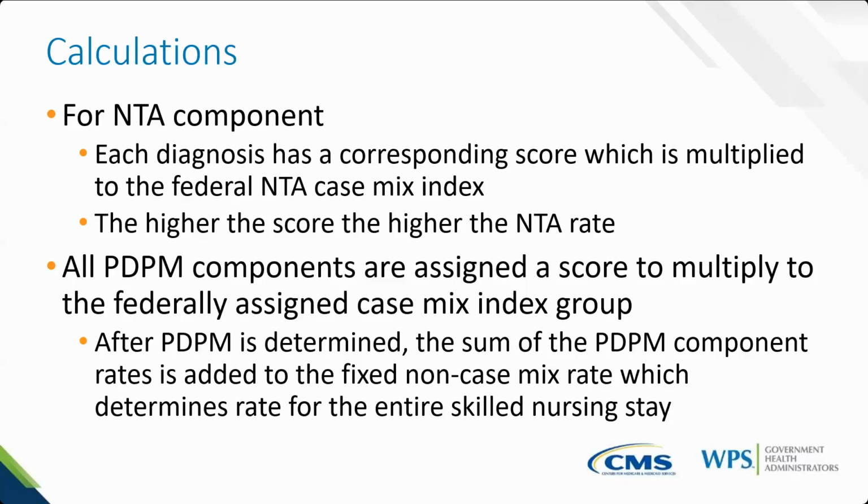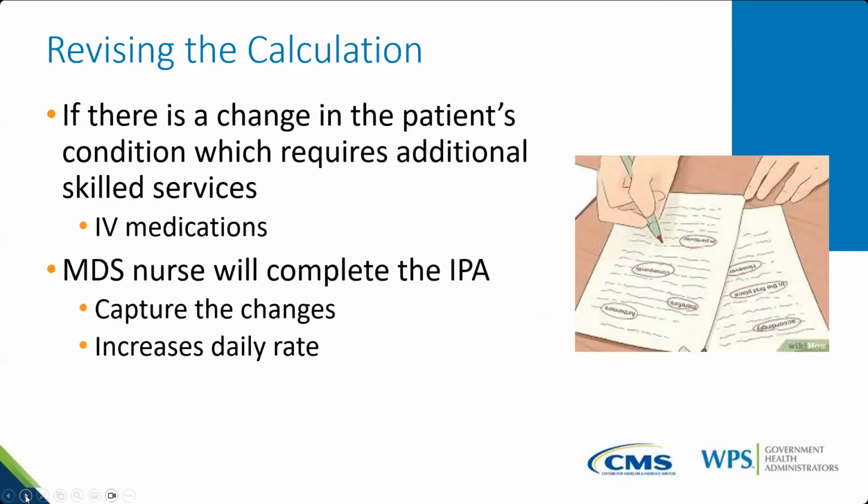After the PDPM rate for each component is determined, the sum of the PDPM component rates is added to the fixed non-case mix rate, which will be the final reimbursement rate for the patient for the entire skilled nursing facility stay. Again, unless there is an interim assessment that needs to be done. This can be revised if there are changes in a patient's condition.